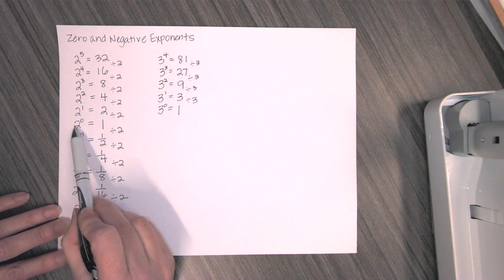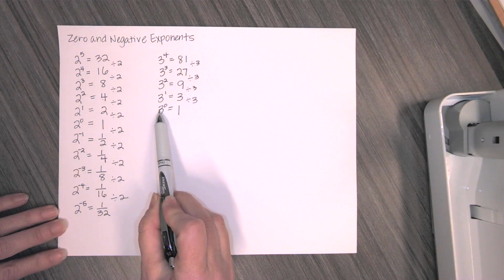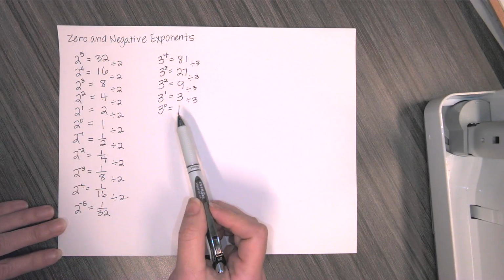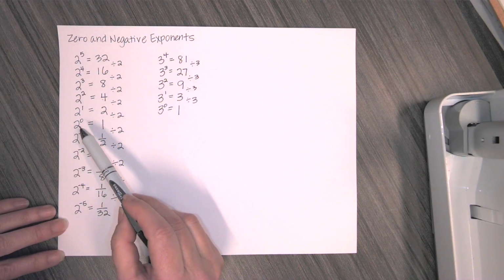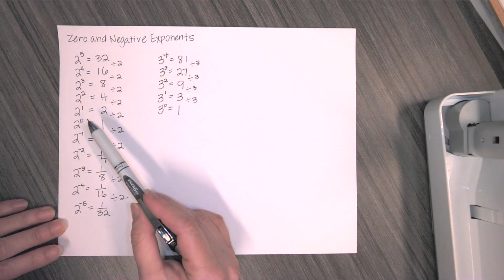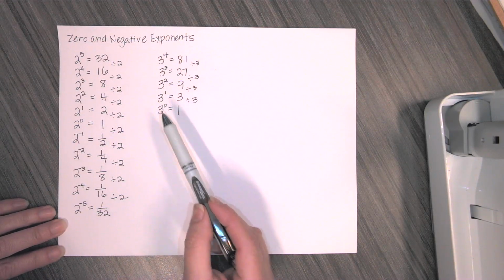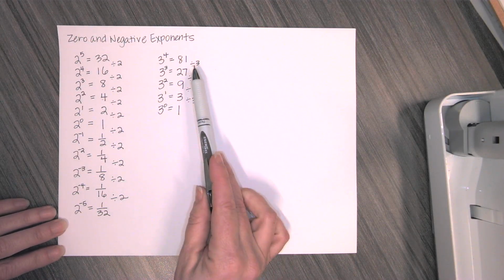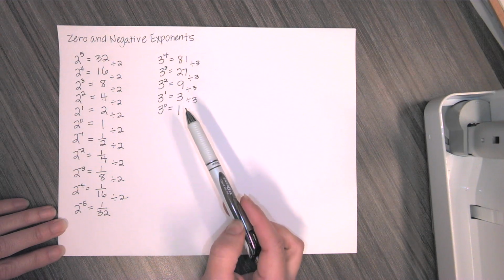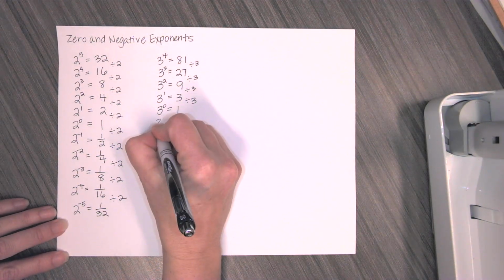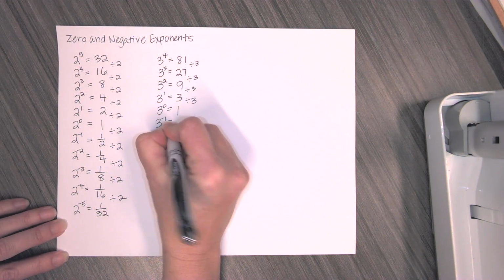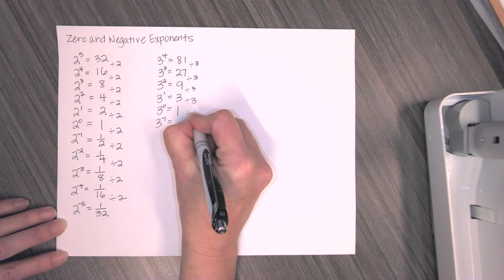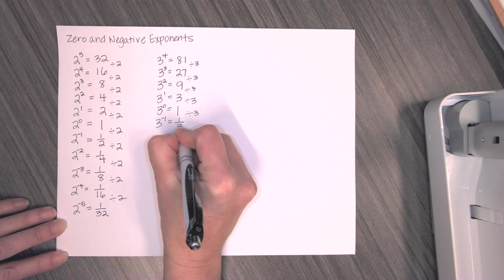Okay, notice 2 to the 0 power is 1. Well, 3 to the 0 power is also 1. In fact, any number or any variable raised to the 0 power will be 1 because of this pattern that happens. All right, let's see what 3 to the negative 1 is going to be. If we divide 1 by 3, we get 1/3.